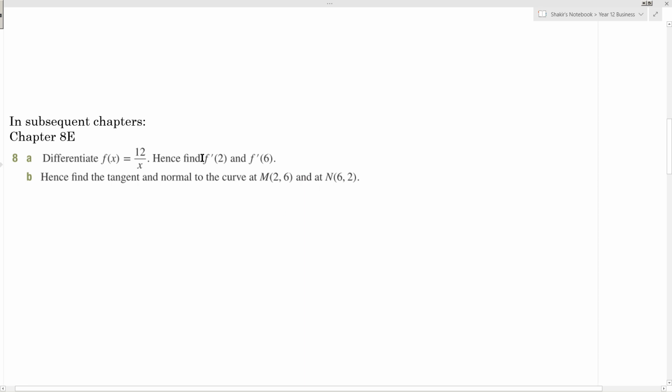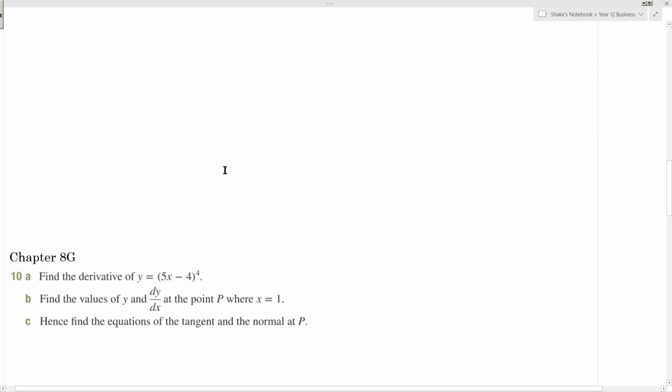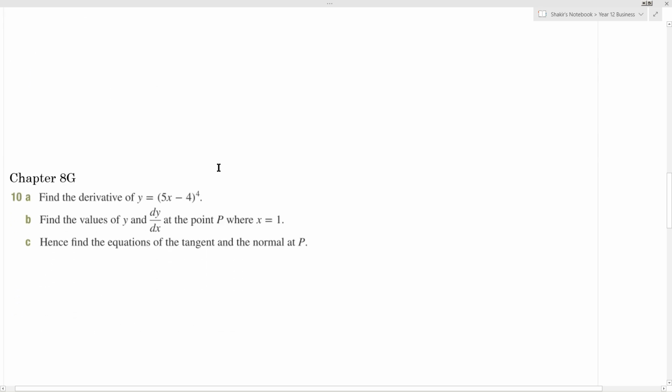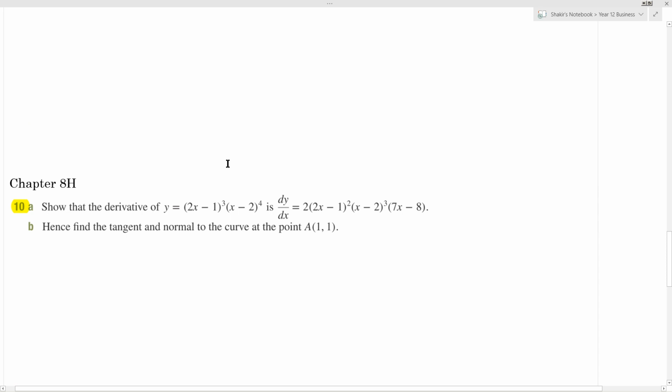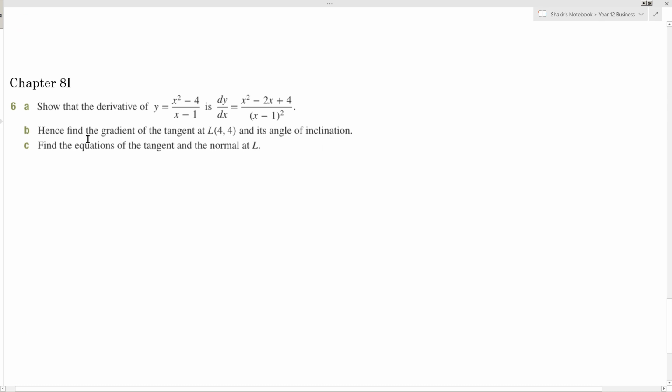And they've forgotten it. They learn it again, and then by the time they get to 8F, and then 8G, they forget it again. And then they get to 8H, and they've forgotten it again. And it's exactly the same question. They get to 8I, they'll forget it again. And it's exactly the same type of question.